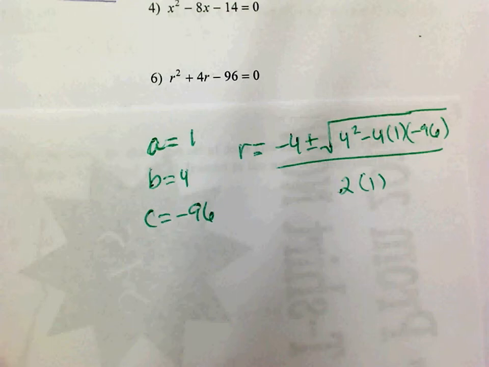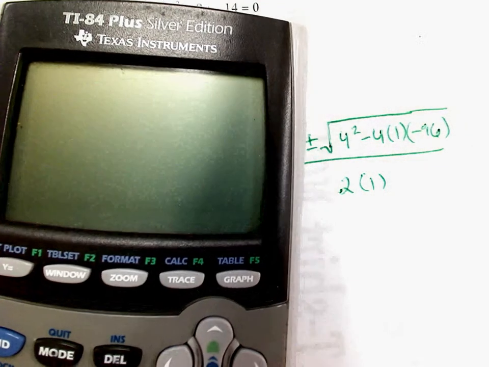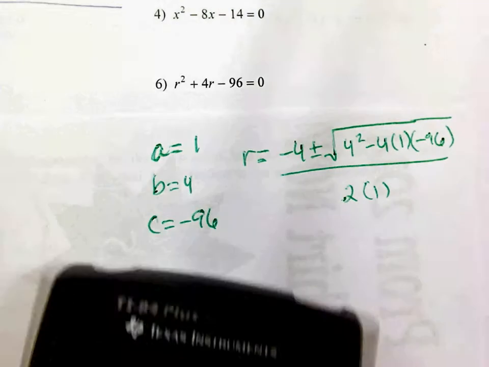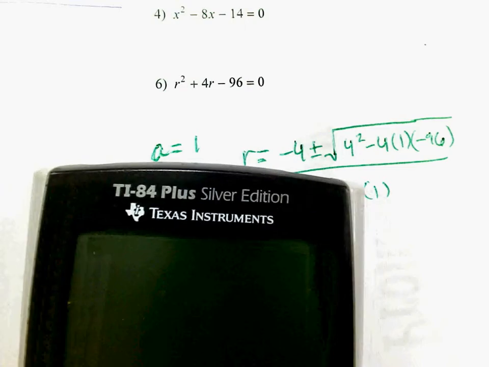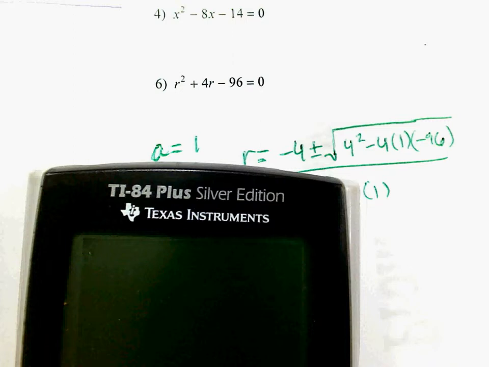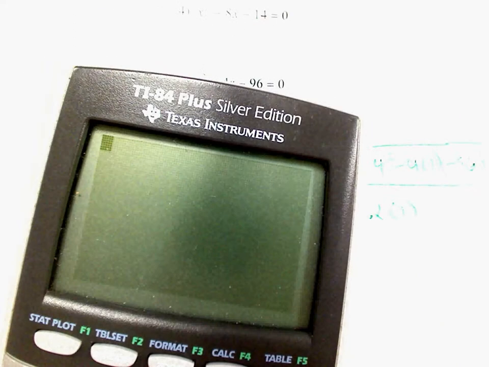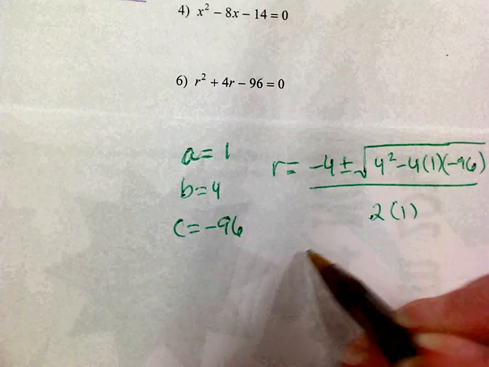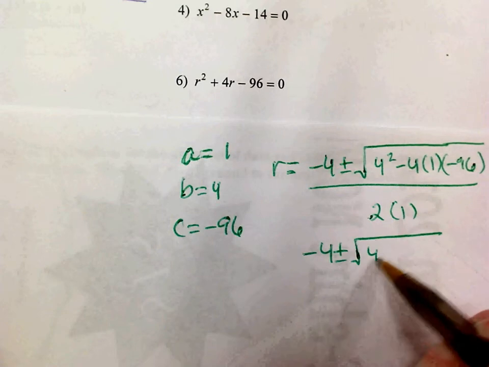Okay, so let's fill in. 4 squared minus 4 times 1 times negative 96. 400? So negative 4 plus or minus the square root of 400 divided by 2.